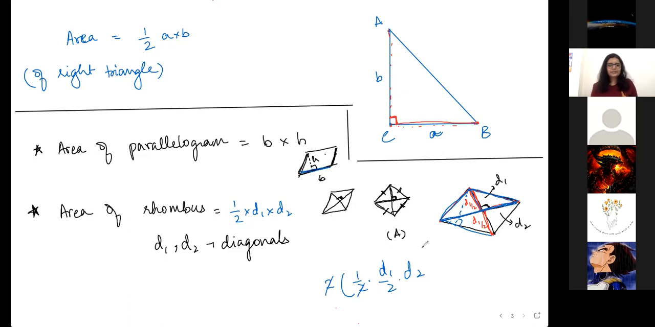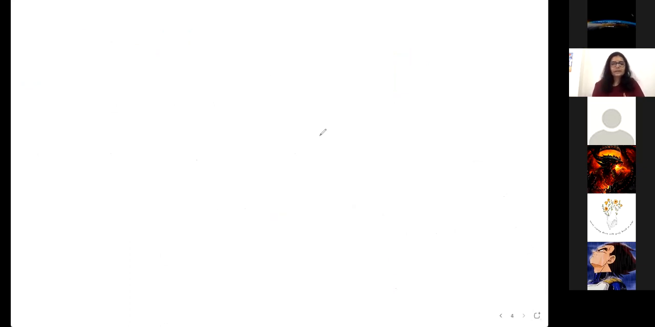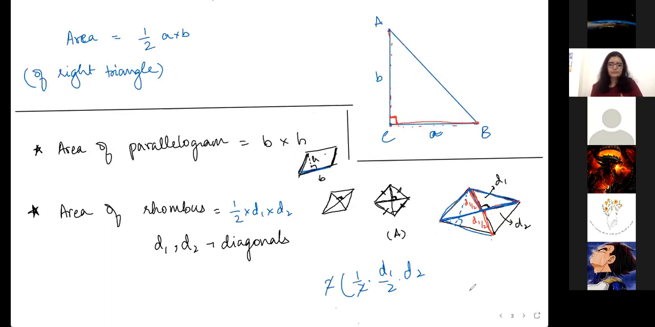Okay. Nice. Area of parallelogram is base into height. Rhombus is there. If you know side and height, you can use the same thing as parallelogram. But if you don't know that, like if you know only the length of the diagonals, then it will be half into the product of the diagonals.